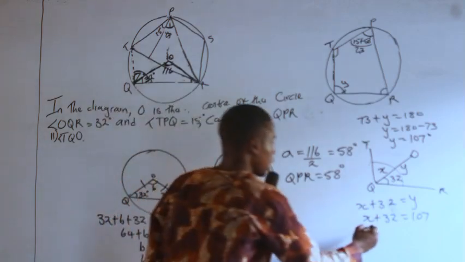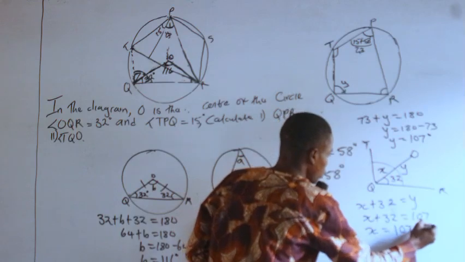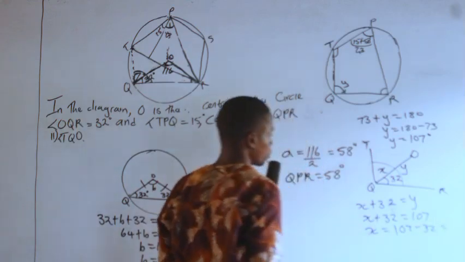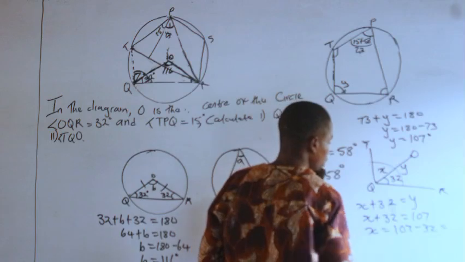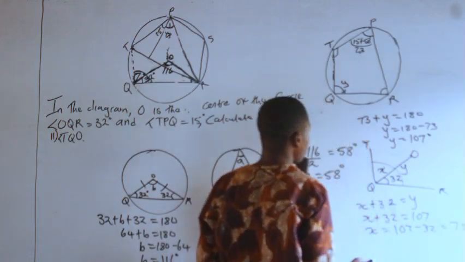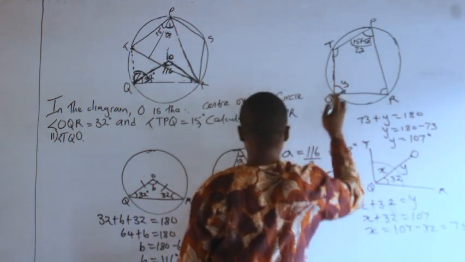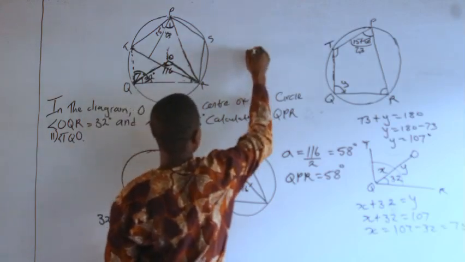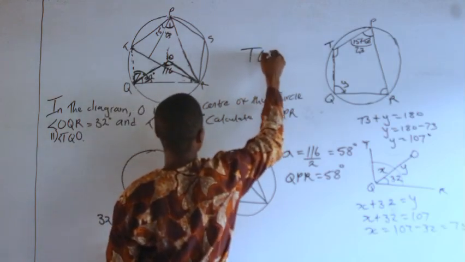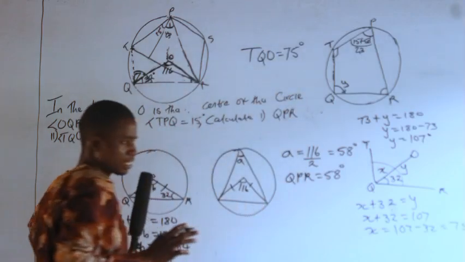Now, it will be x equal to 107 minus 32. The answer will be 75 degrees. Now, the angle that they are giving us, the angle of TQO, will now be 75 degrees. Do you understand?